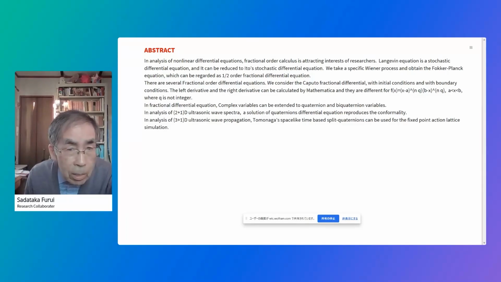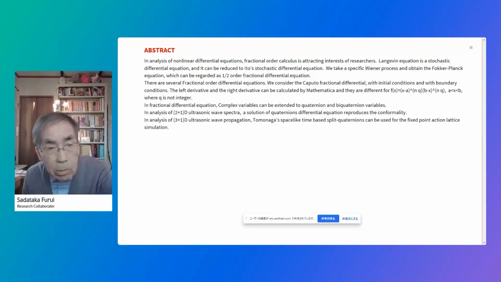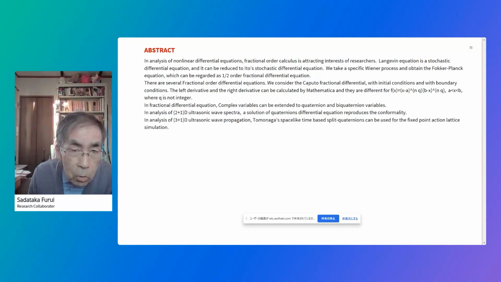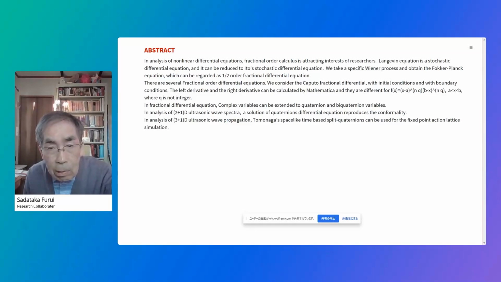In fractional differential equations, complex variables can be extended to quaternions and biquaternion variables. In analysis of 2 plus 1 dimensional ultrasonic wave spectra, a solution of the quaternion differential equation reproduces the conformality of the spectra. And in analysis of 3 plus 1 dimensional ultrasonic wave propagation, homologous space-like time-based split quaternions can be used for the fixed point action lattice simulation.